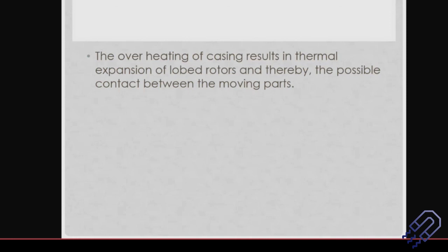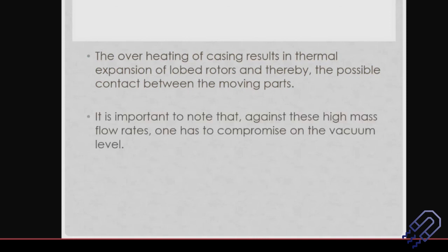The telephone lines are always loosened. They are slack, because they will contract and expand. So a similar idea is here also. It's basic physics. It is important to note that with this high mass flow rate, one has to compromise on the vacuum level. That's quite obvious. There is a gap there, and then you have a lobe which is rotating. You cannot always say that you will be creating a perfect vacuum. So there is always a compromise on the vacuum.